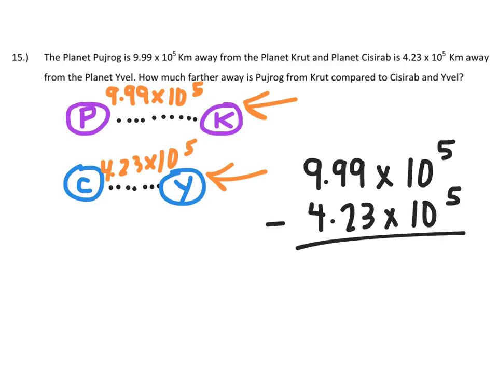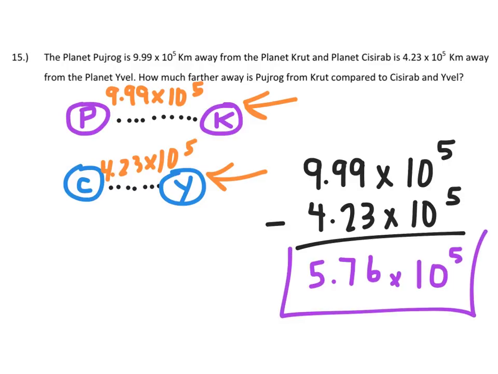So again, put your calculator in scientific notation mode if you want. Since these both have the same power of 10, I can just subtract them the way they are and keep the 10 to the 5th power. And I get an answer of 5.76 times 10 to the 5th power.